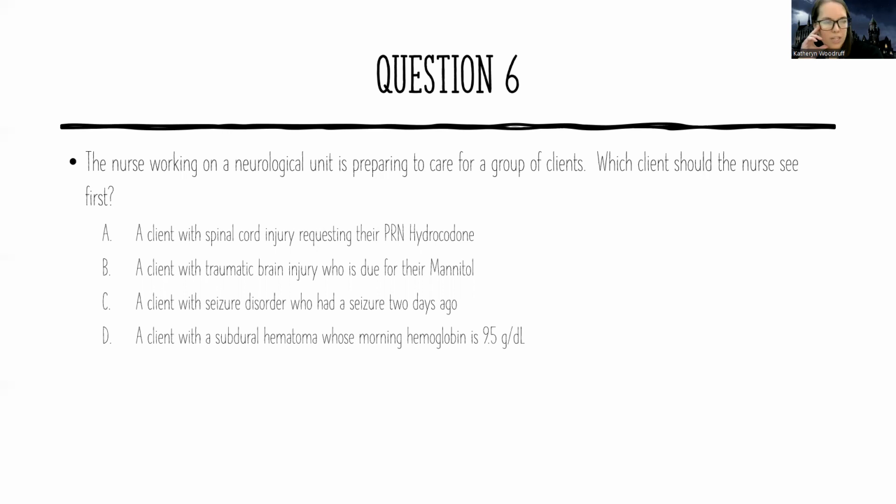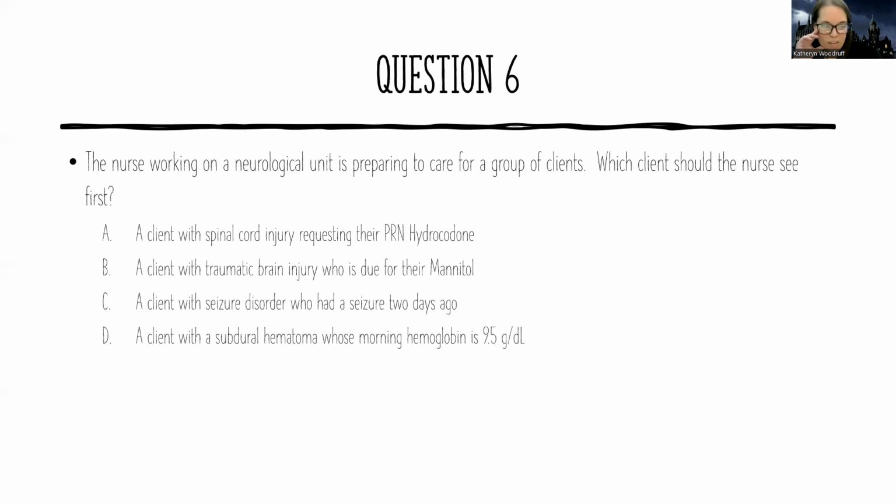So the first option is a client with a spinal cord injury requesting their PRN or as needed hydrocodone. So patient's in pain with a spinal cord injury. Now we know we hate to say this, but pain is usually low priority. So far no red flags are going off in my head. Let's kind of wait and see.